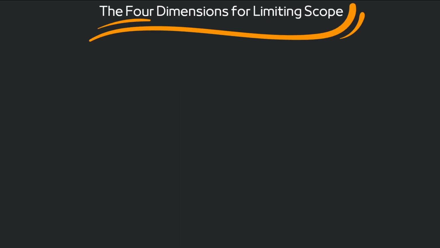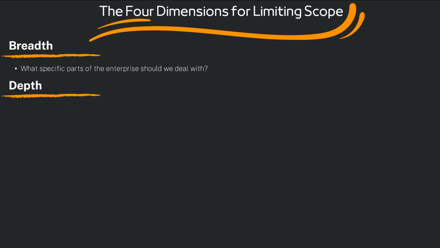There are four dimensions that can be used for limiting scope. The first we will talk about is breadth. When we are talking about breadth, we are asking what specific parts of the enterprise we should deal with, which particular organizations or departments. The second is depth.